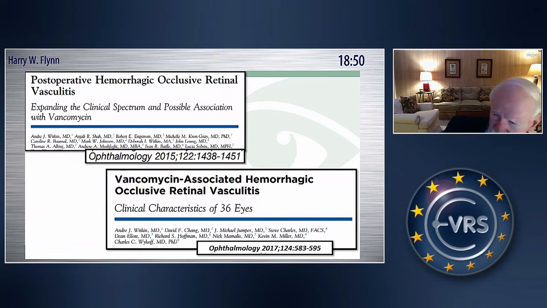So there are 2 reports out. First was in 2015 describing a condition called hemorrhagic occlusive retinal vasculitis. The second occurring in 2017, which is a further follow-up study, including cases across the United States, 36 cases of endophthalmitis, of hemorrhagic occlusive retinal vasculitis. Next slide.